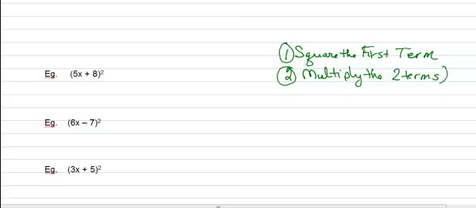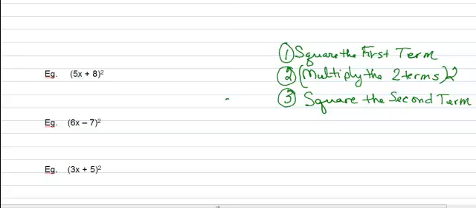And then multiply that by 2. And then step 3 is to square the second term. So this should make more sense when I actually do it.